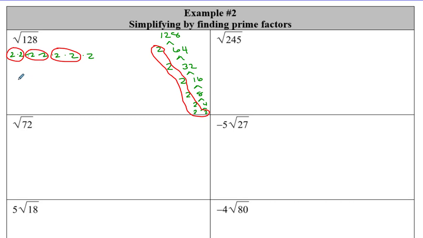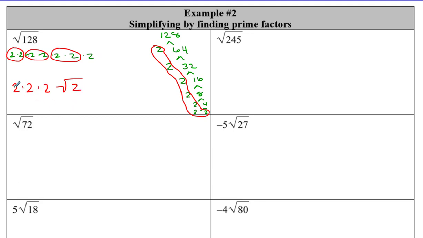And when you do this, each group that you have is listed as a 2. Okay? So if I have one group of 2, that's a 2. I have my second group of 2, that's a 2. And my third group of 2, which is also a 2. Now I had 7 2's in there, so I'm left with a 2 underneath my radical.